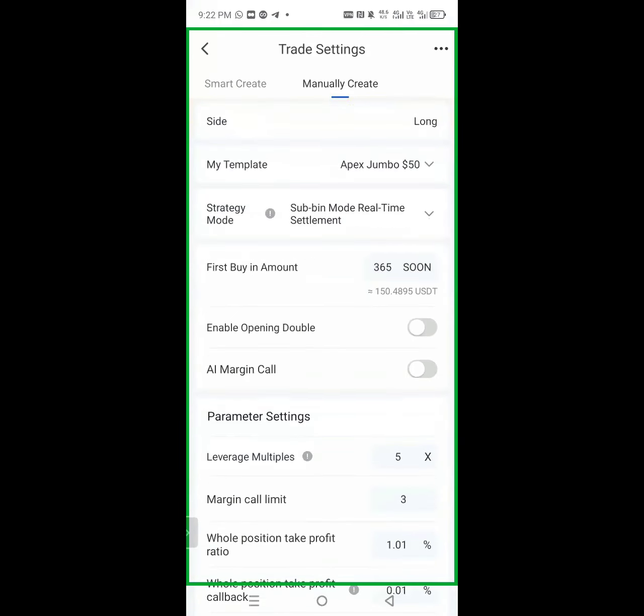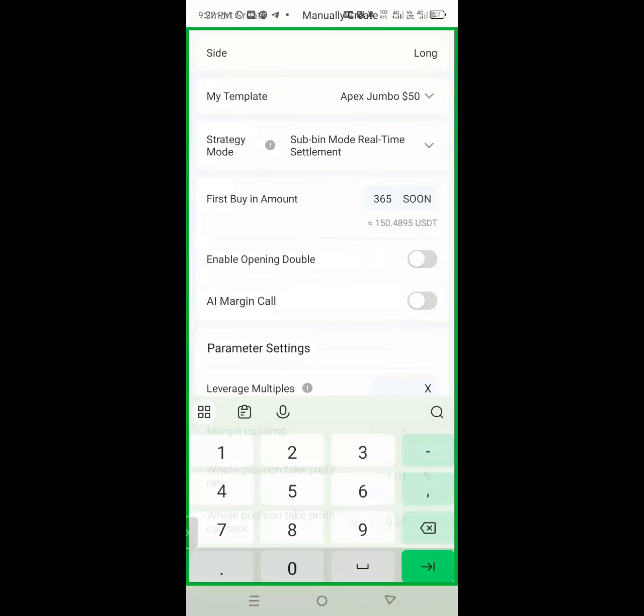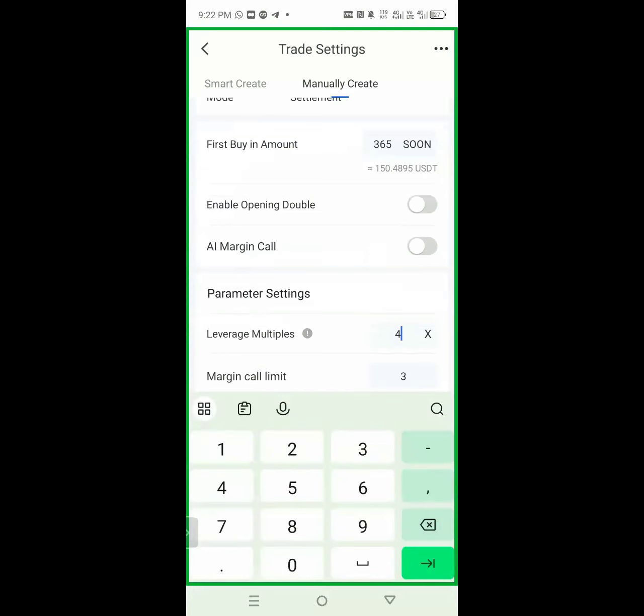Then the next one is the leverage multiples. In futures, we explained that futures works with leverage. You have access to leverage. In RoyalQ, the highest leverage is 20, but we advise in our team to use from 2 to 5. So you can use 2, 3, 4 or 5. Maybe use 5 to be on the safer side. Okay.